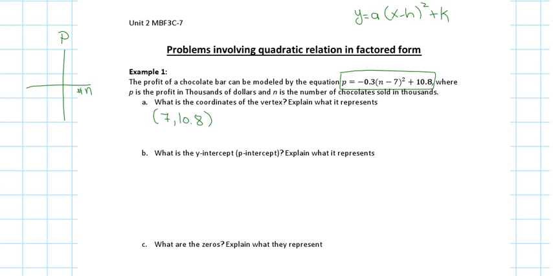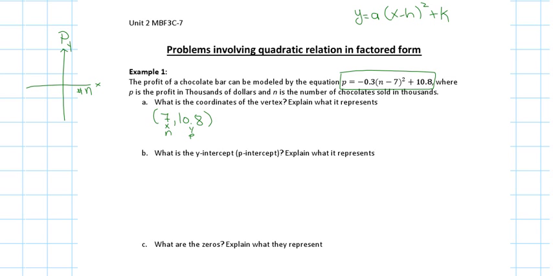How many chocolate bars do you need to sell to get your maximum profit? 7 what? 7,000, because n is the number of chocolates sold in thousands. So you have to sell 7,000 chocolate bars, because this is your x, and this is your y, which is the profit. X is on the horizontal, y is on the vertical. In this case, we're replacing them with n and P.